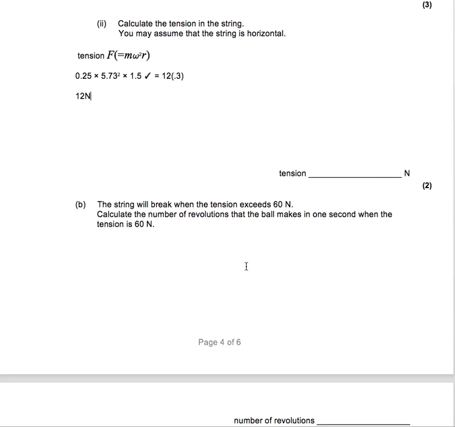Then part B, it says the string will break when the tension exceeds 60 newtons. Calculate the number of revolutions that the ball makes in 1 second when the tension is 60 newtons. So we know here that the tension is the centripetal force, and the maximum that we can have is 60 newtons. So now we're going to say that the maximum omega, if we rearrange this equation to make omega the subject, you're going to have the square root of F over m r.